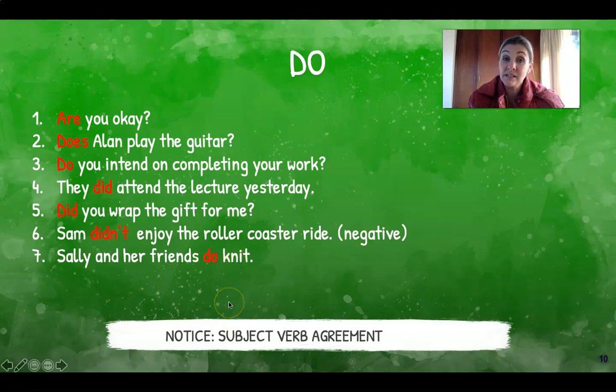Number 7, Sally and her friends do knit. You could have said did knit, because maybe it's past tense. Sally and her friends does knit doesn't work, because think of subject-verb agreement. Sally and her friends is already plural, and so you don't need an S in your verb. So Sally and her friends do knit. You could have said did knit as well.